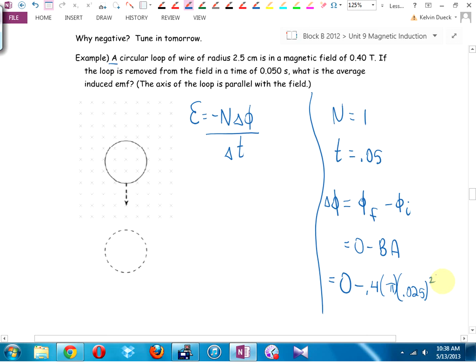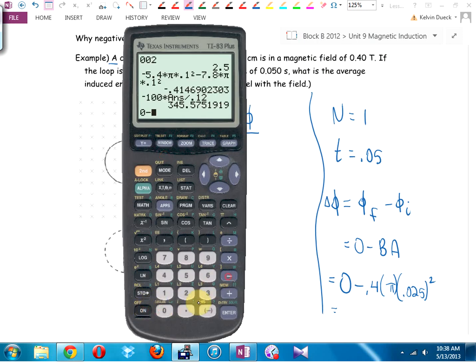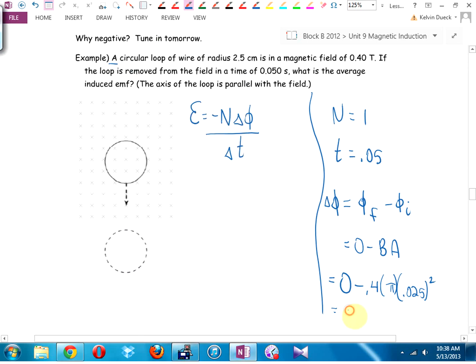Yeah, it is. I'm going to go to my calculator and type this in. So I'm going to go 0 minus 0.4 times pi times 0.025 squared. The change in flux is pretty small. It's negative 7.854 times 10 to the negative 4. Units for flux, what's our new units of the day? Webers. I carried an extra sig figure too, Graydon, because I'm going to use it later.